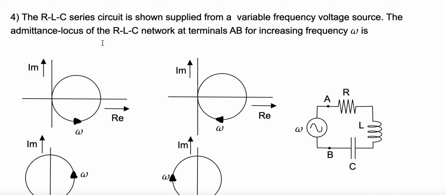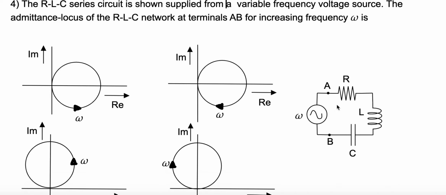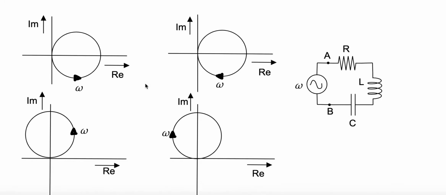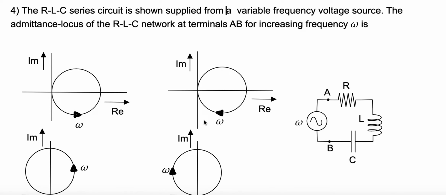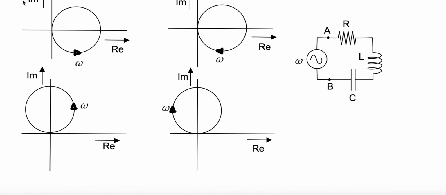The admittance locus of the RLC network at terminals AB for increasing frequency omega is... So this is a variable frequency voltage source and this is a series RLC circuit. The admittance locus can be from out of these four. They are not labeled yet, we can label them, no problem.